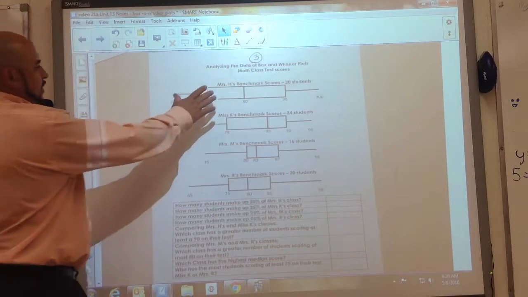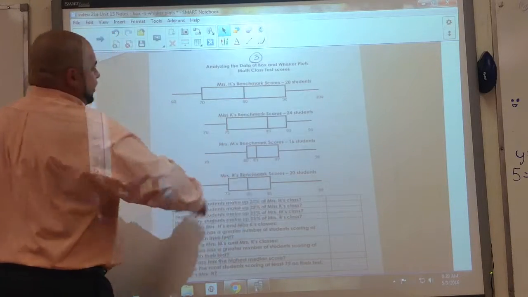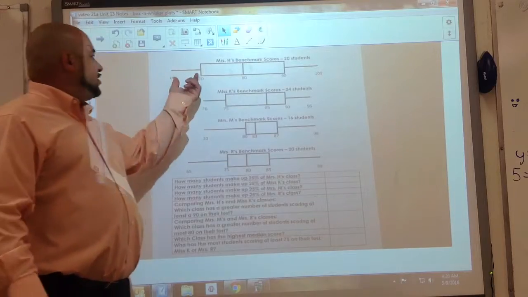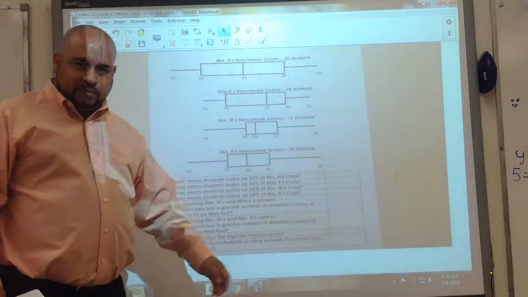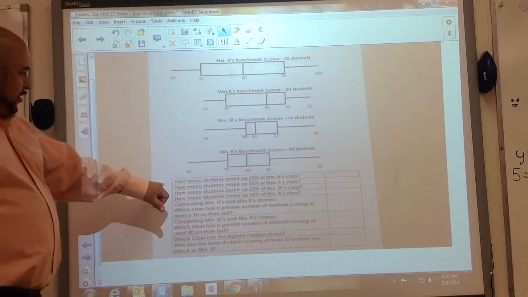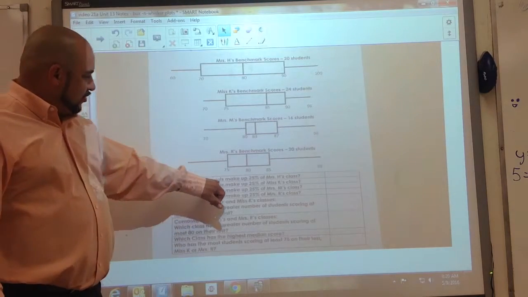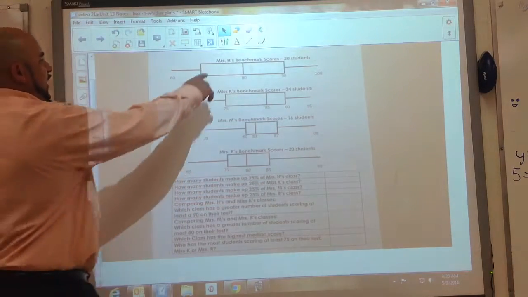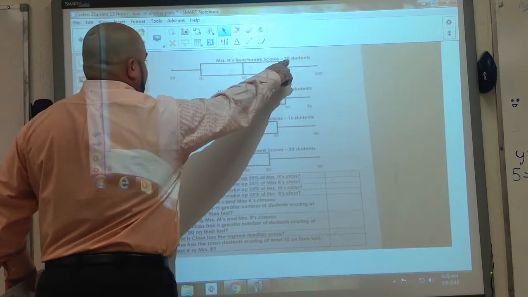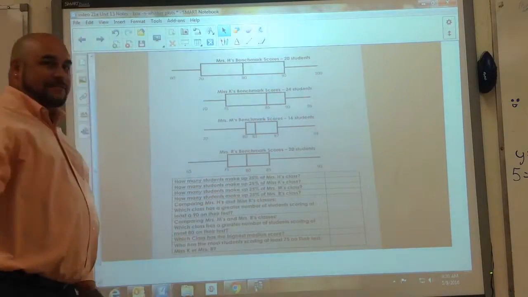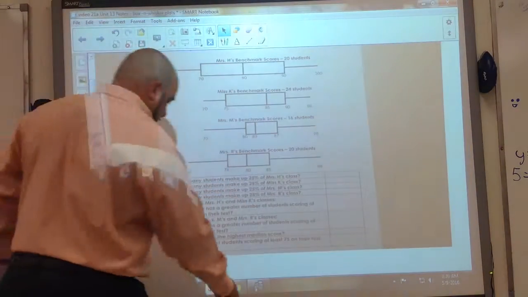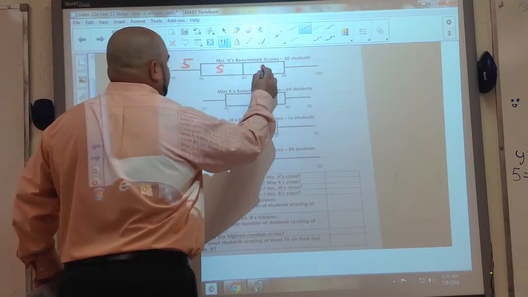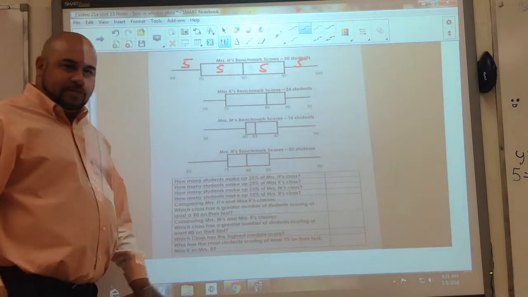The first thing I want you to understand is that there are 4 box and whisker plots here, okay? And we talked about the different percentages: each section here is worth 25%. Now, the first question says, how many students make up 25% of Mrs. H's class? Well, Mrs. H is here. There's 20 students, so if we take 20 divided by 4, what do you get? You get 5. So each section here has 5 students. So please go ahead and make a note of that on your paper.